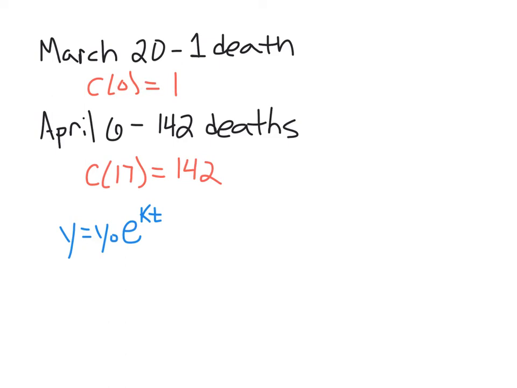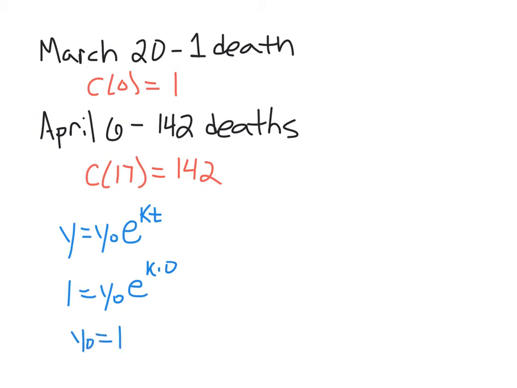So we're just substituting this in, and it's nice that our time is at 0 here. So when there was 1 death, that was at time 0. And why that's nice is because, as you know, this will end up becoming 1. And so right away, we can say that our initial value was 1.